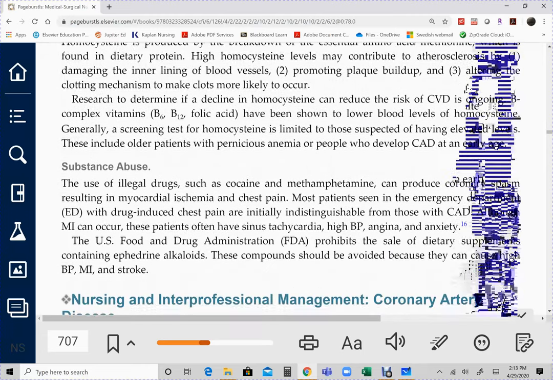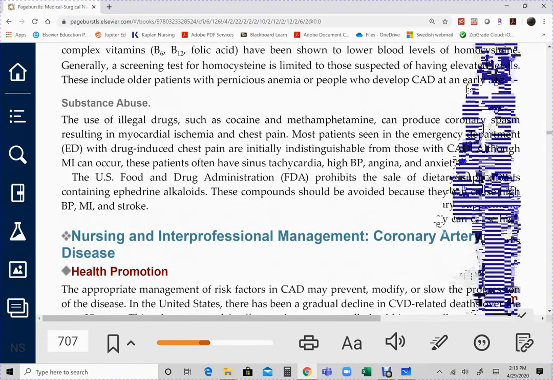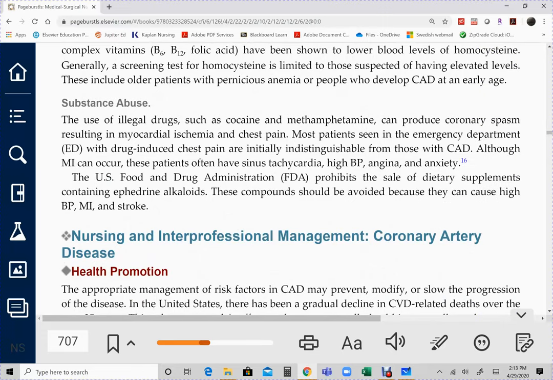Homocysteine, we already discussed. Substance abuse, so particularly stimulants like cocaine and methamphetamines. Of course, these drugs mimic catecholamines. They have the same effects of vasoconstriction and also increased heart rate. So these substances will cause increased cardiac workload.